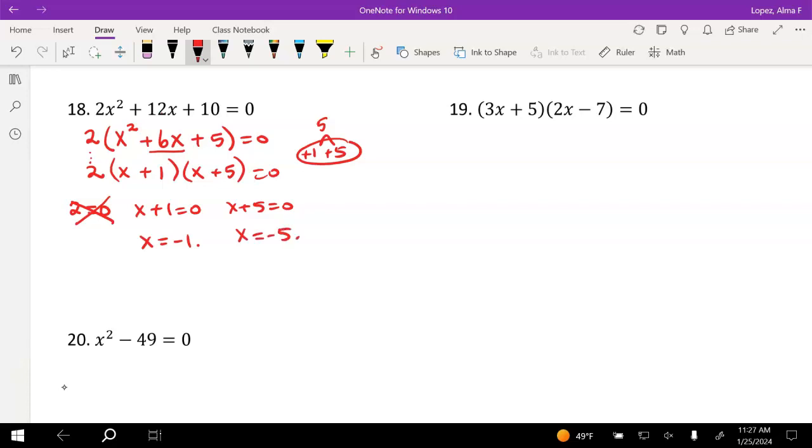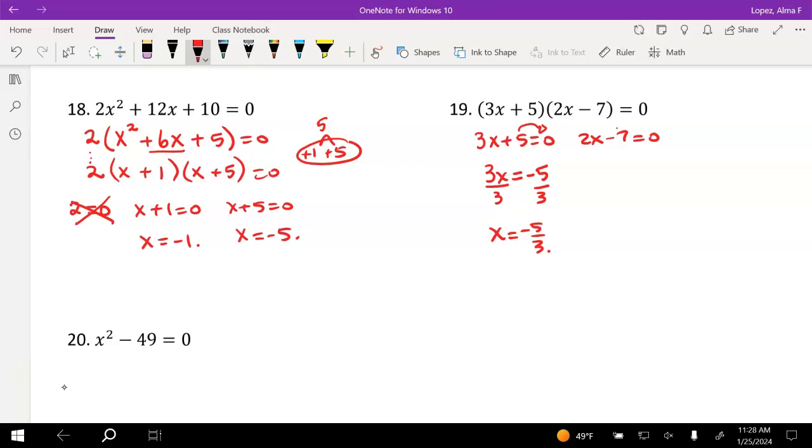Number 19 is super nice. It's already completely factored for us. So I'm going to start by setting each factor equal to 0. I'm going to move the 5 over first. Remember, anything that crosses over the equal sign becomes the opposite sign, so it's going to make it a negative 5. After dividing both sides by 3, we're going to get x is equal to negative 5/3.